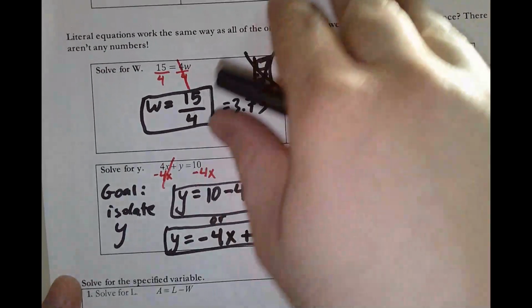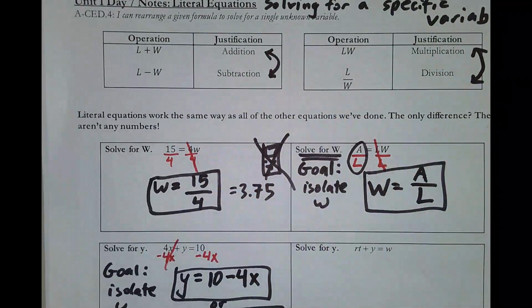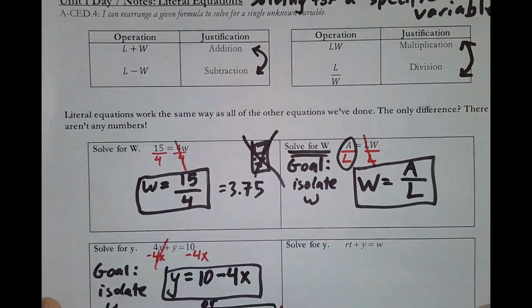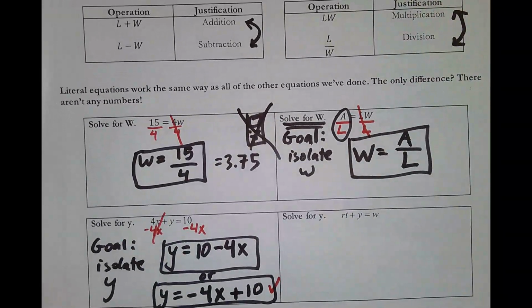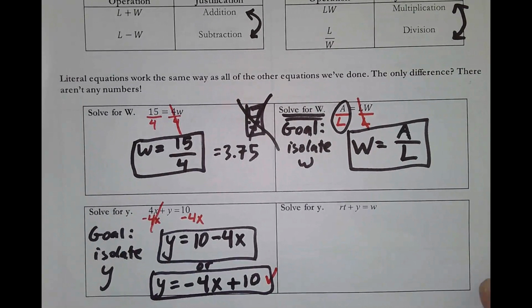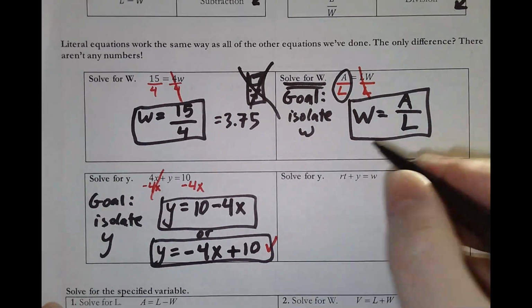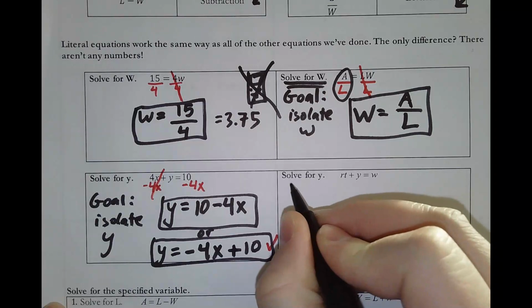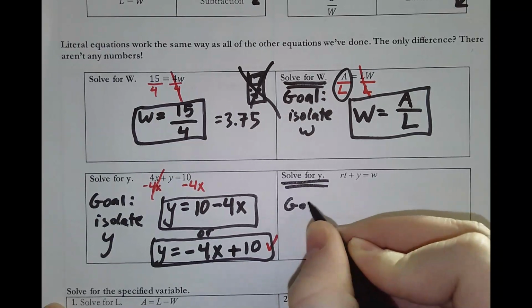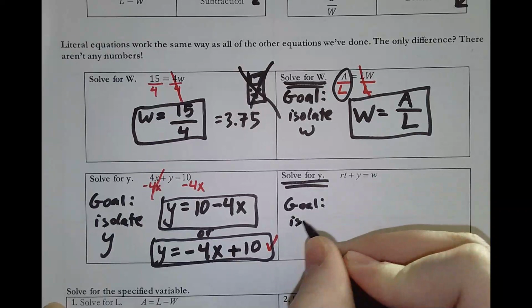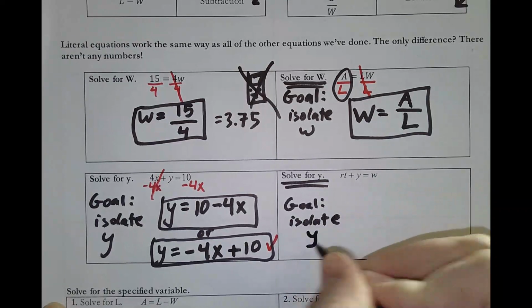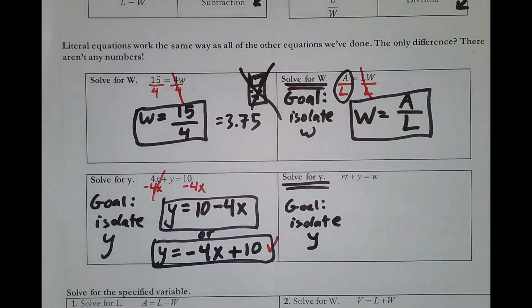Okay, so you're going to see that this lesson ties in a lot with things that we've learned in the past. It's just, can you know exactly what to do to get these variables by themselves? So some of these questions are going to be a little easier than others. Let me do one more, and then I'll have you try out the rest. Okay. So this one says, solve for y. So what's our goal? Isolate the variable that is y.